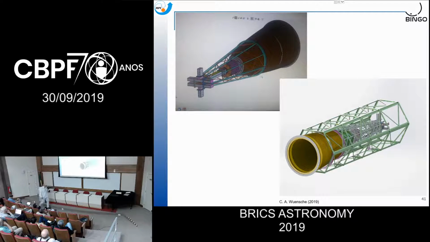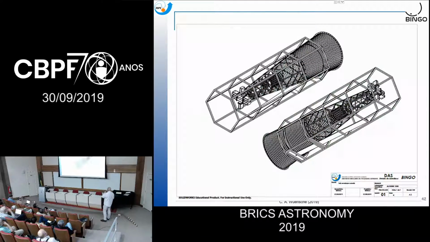Since the horn weighs by itself almost half a ton, only this part weighs half a ton. With this part here, it gets to 600 kilos, so we need a support structure, and that will be inside a hexagon structure that allows some movement to the outside and inside, horizontal and vertical, for fine alignment. That's the sketch of the full structure.